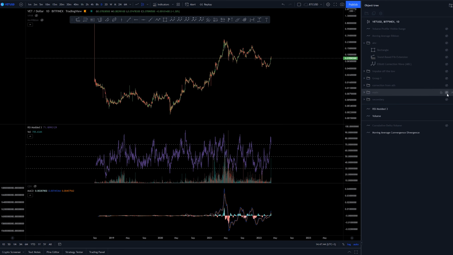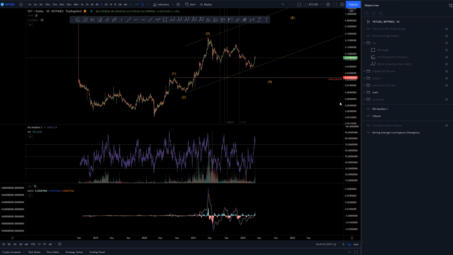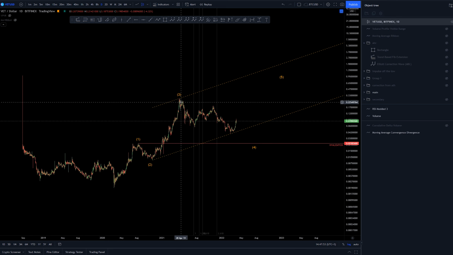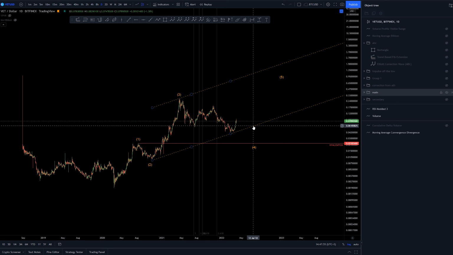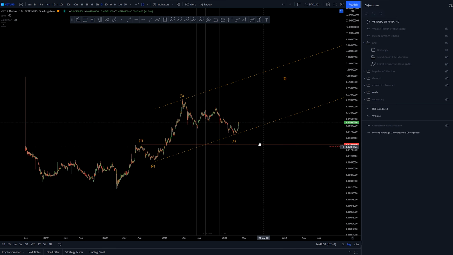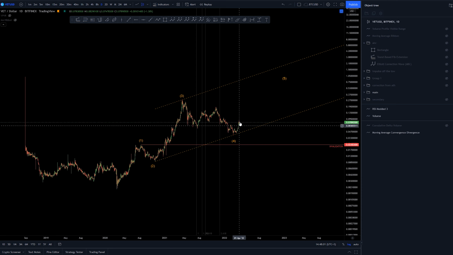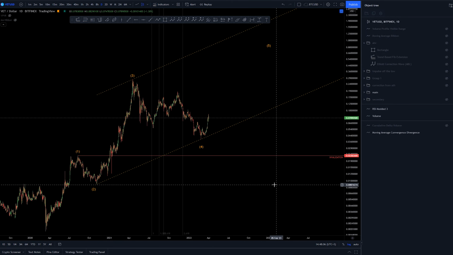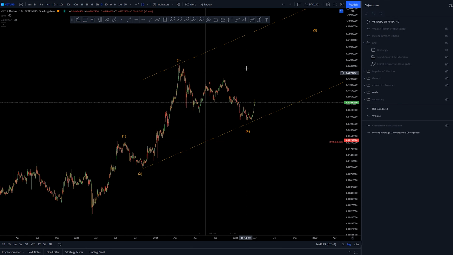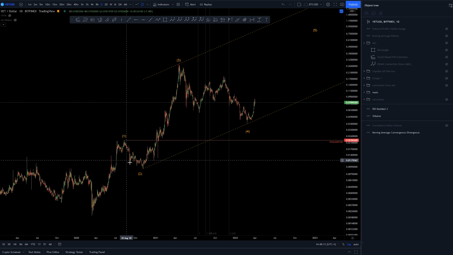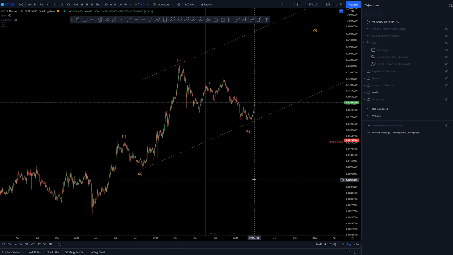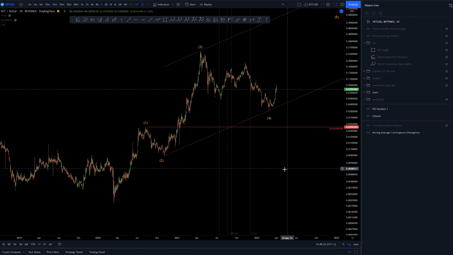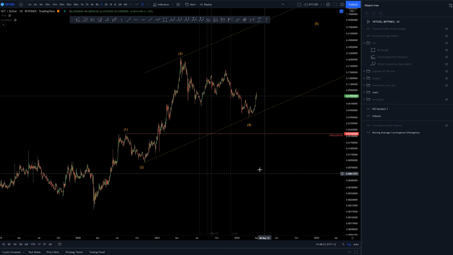For now, let's start with my main idea, which is this one, that we are in 1, 2, 3, 4, 5. Currently doing the fourth of, or maybe completed it, possibly, fourth of intermediary. What I don't like about this count is the fact that this has taken so much longer than it took to create wave 4. It has taken more than twice the length already, so that is something that might be a bit alarming.